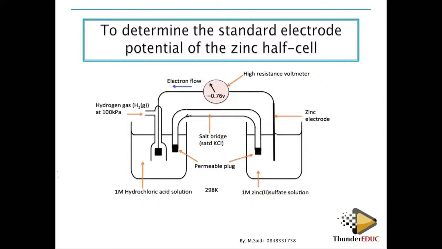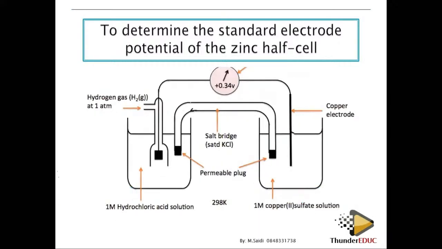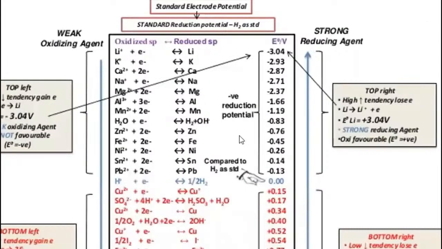So we have to go back to the reactivity theory, and then we see zinc versus hydrogen. Zinc is here, yes, versus hydrogen. Hydrogen is here, yes. So it means that zinc is more reactive than hydrogen. So zinc is going to be the anode, while hydrogen is going to be the cathode.